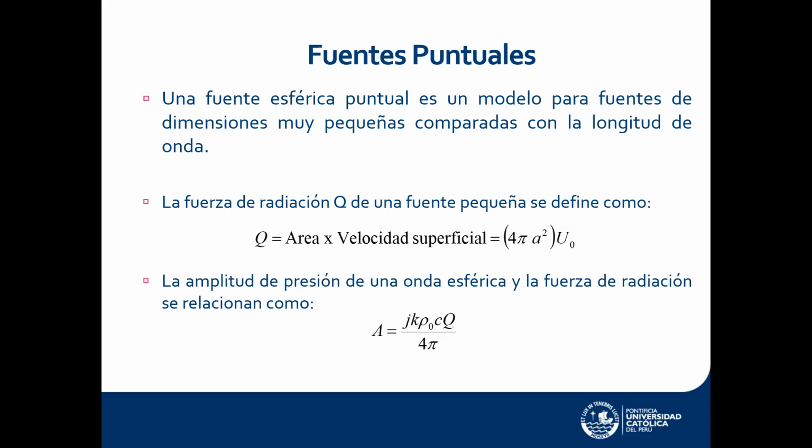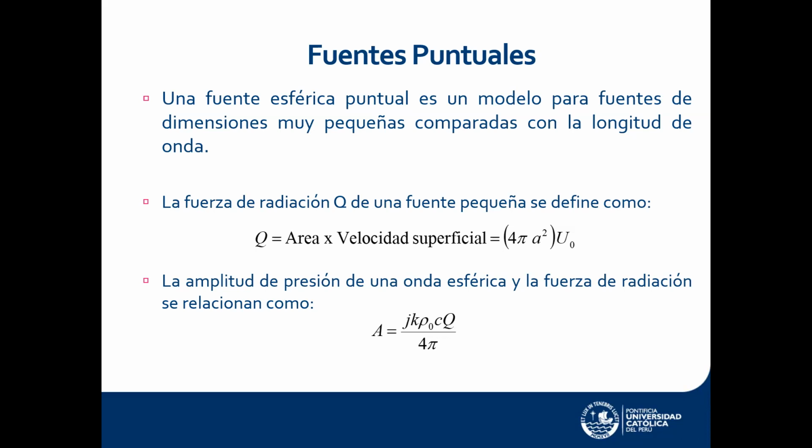We define a radiation force Q, which is equal to the surface area of the radiator multiplied by the particle velocity at the surface of the radiator, right? So let's say that we have a sphere. A sphere will have a surface of 4 pi times radius squared, so we have 4 pi a squared. And then we multiply that by the velocity of the surface. So we call that u naught, for example.